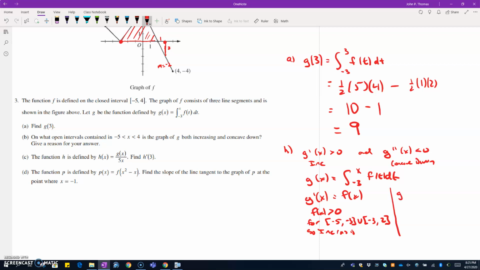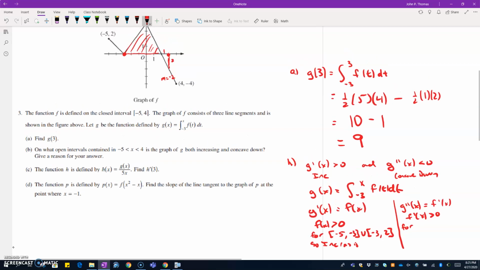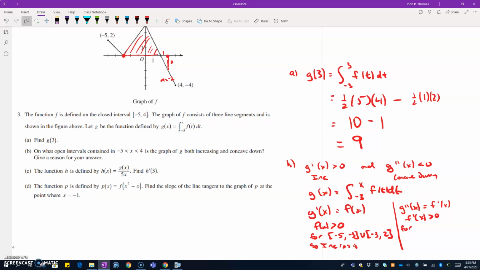The second derivative, g double prime of x, equals f prime of x. We need that to be less than 0, because this is concave down. And that's less than 0 whenever the slope is moving downward or the function is decreasing. So that happens from -5 to -3. It also happens from 0 to 4.